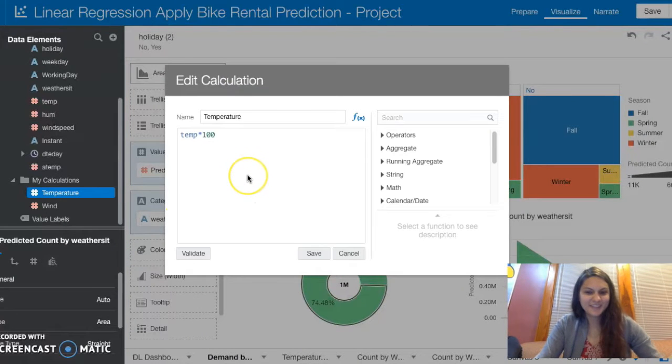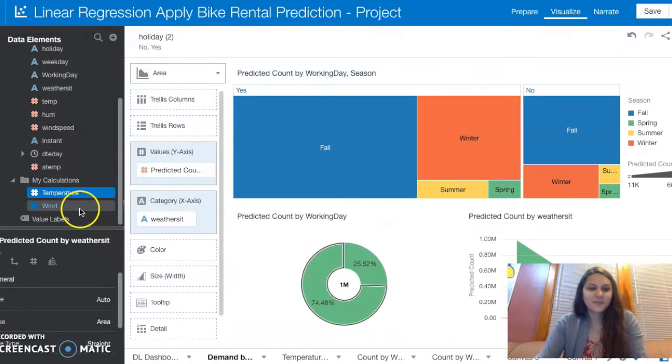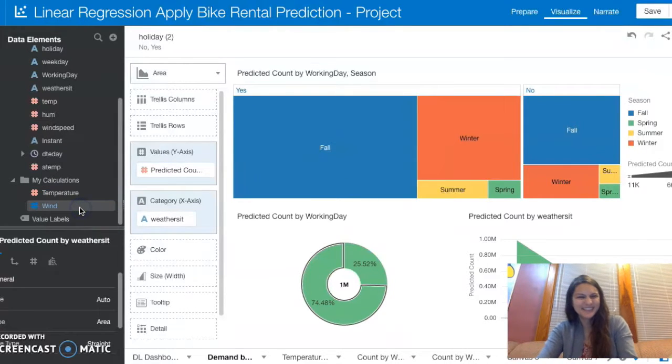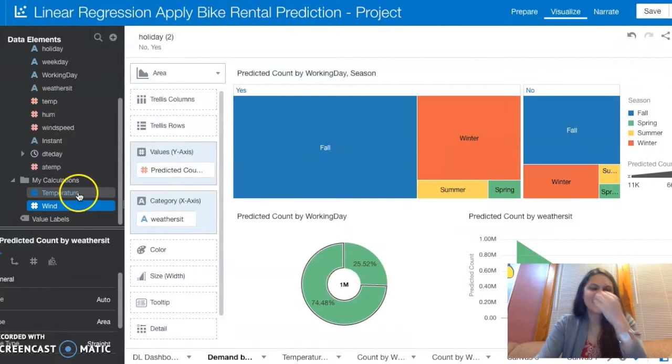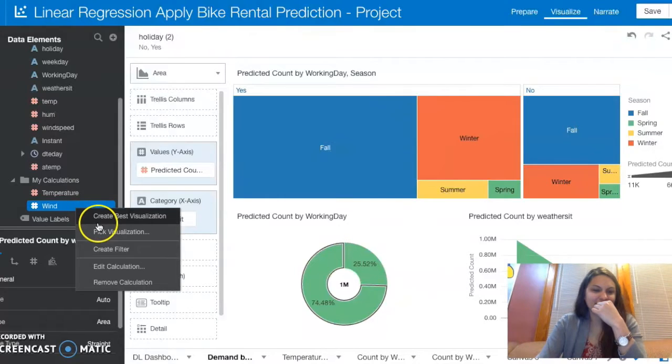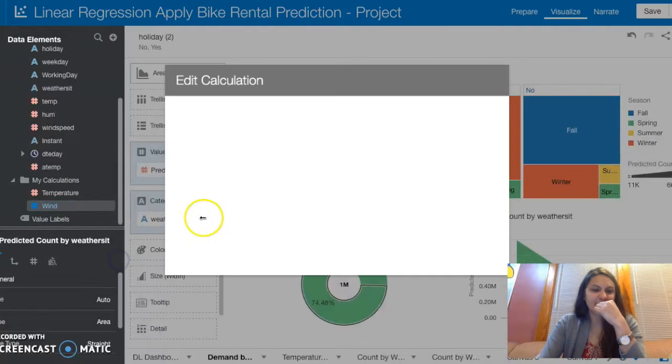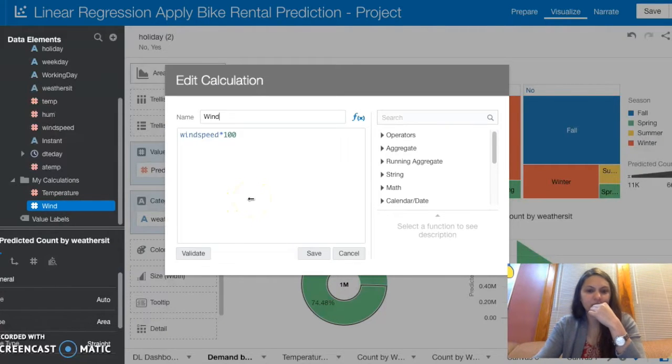And here's my calculation for temperature. Just like I said, times it by 100, so it would show up as 65. I did the same with wind speed. Just times it by 100. So when the wind speed was 24 miles per hour, it would show up as that instead of 0.25.